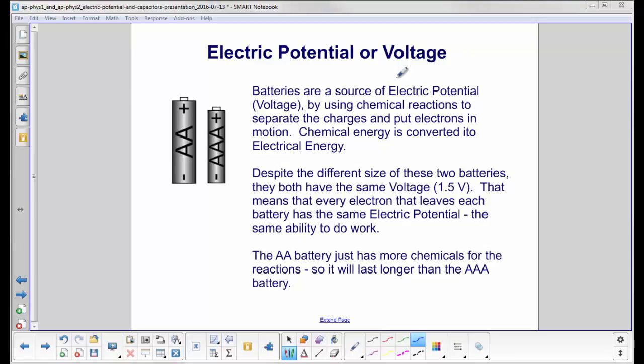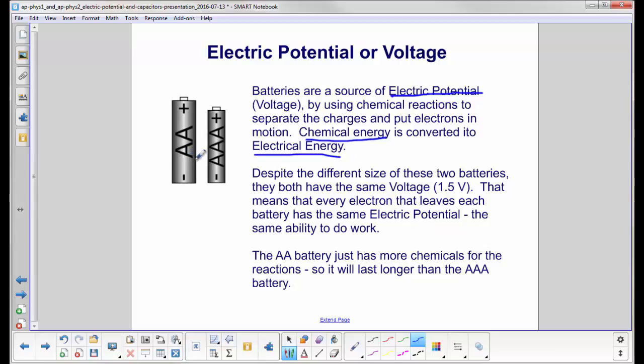Batteries are a source of electric potential. You've always known they had voltage, but now you know the physics behind it. Voltage is really an abbreviation for electric potential. What batteries do is they use chemical reactions to separate charges and put electrons in motion. Chemical energy is converted into electrical energy, and in the unit on circuits we'll talk more about this.